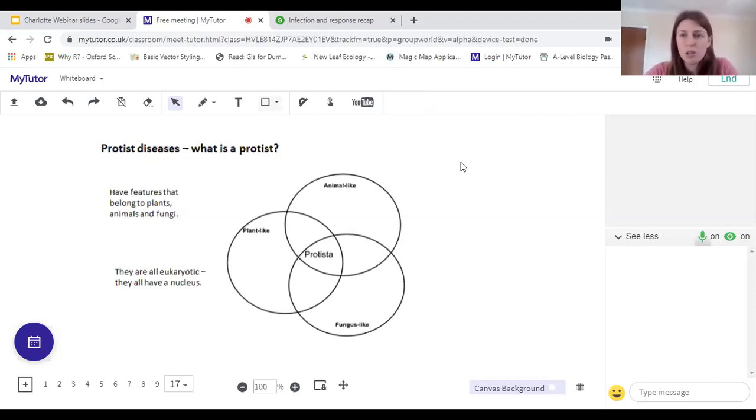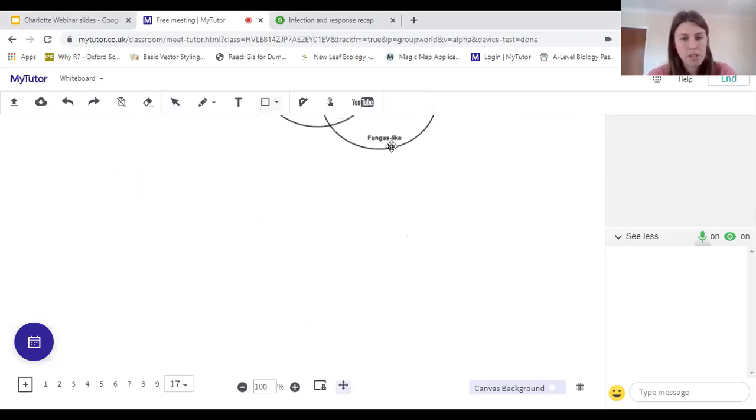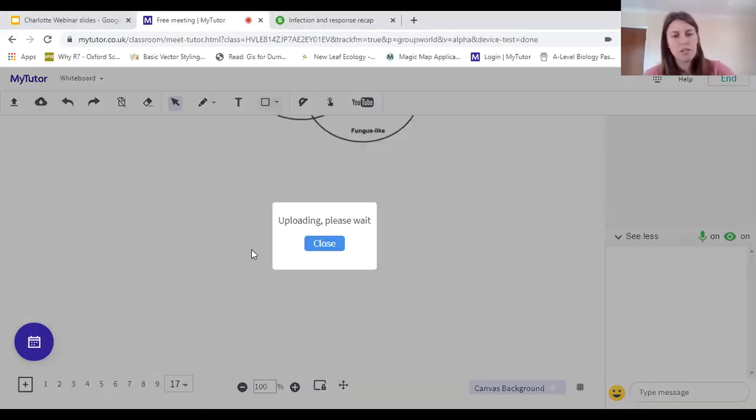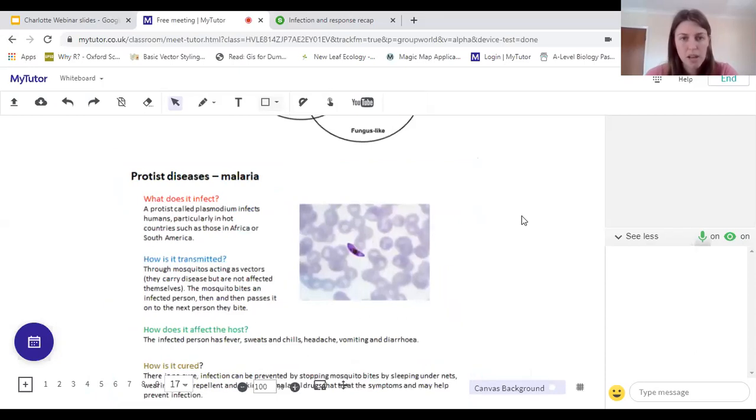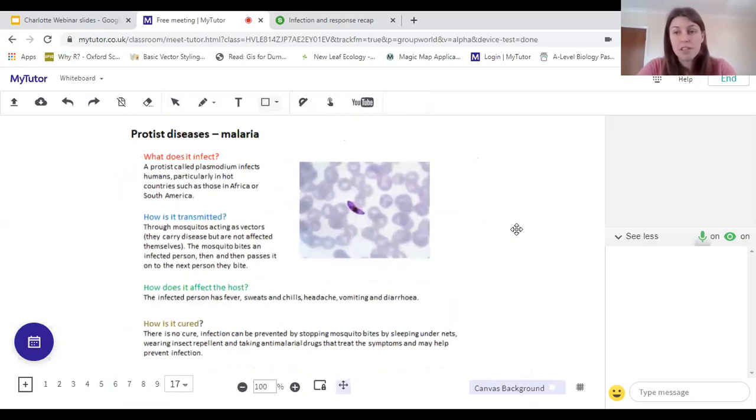And you don't need to know too much about them. You learn about them as part of when you're talking about classification and things like that. And when you're talking about disease, because one of the most popular diseases that's caused by a protist, and that comes up in every specification as far as I know, is malaria. Malaria is responsible for a huge number of deaths each year. I suppose contagious isn't the right word. It's easily passed on, and it's quite aggressive when it does strike.